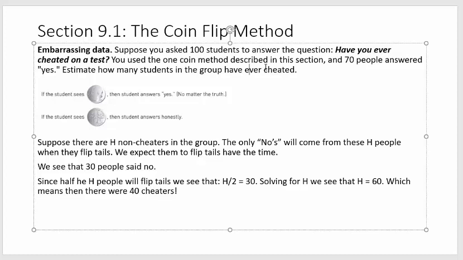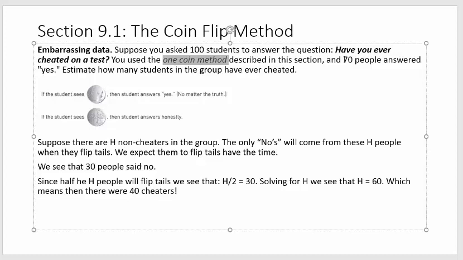Okay, so when the student flips the coin, you, as the person asking the question, don't get to see their answer. You just have to assume that the student will see the coin and answer as you've told them. So you use this one coin method that I've just described to you, where they flip a coin, and if it's heads, no matter if they've cheated or not, they answer yes. And if it's tails, they have to answer honestly. Okay, so what happens is that you do this experiment and you see that 70 people answered yes.